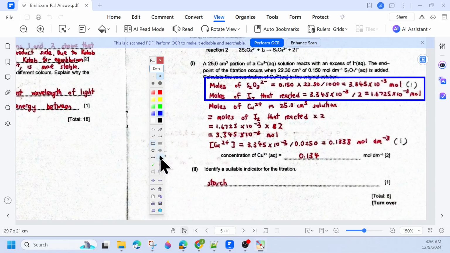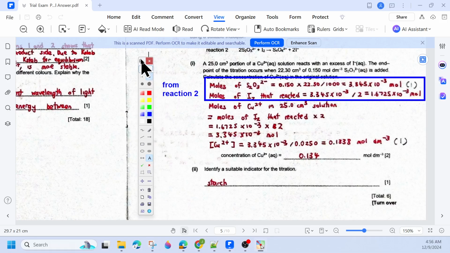is calculated from reaction 2. This part right here is calculated from reaction 2. This part right here is calculated from reaction 1.